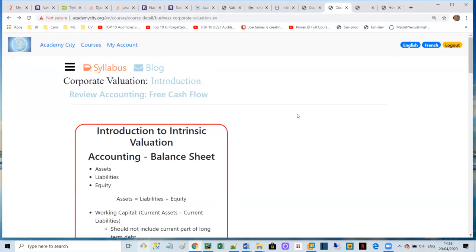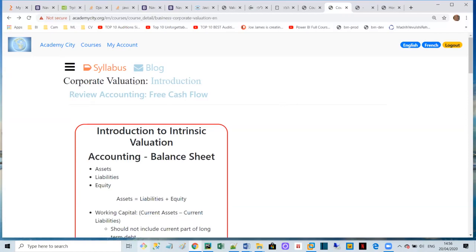Now, I am a CPA myself, but believe me, I feel the way you do about accounting, that it is the most boring topic. But fortunately or unfortunately, it's one of the most important topics you really have to have.